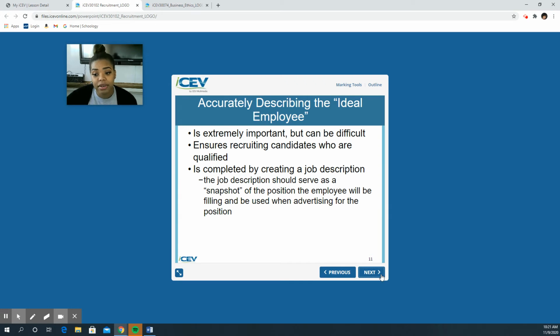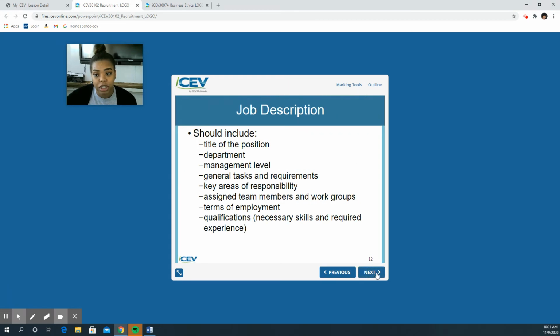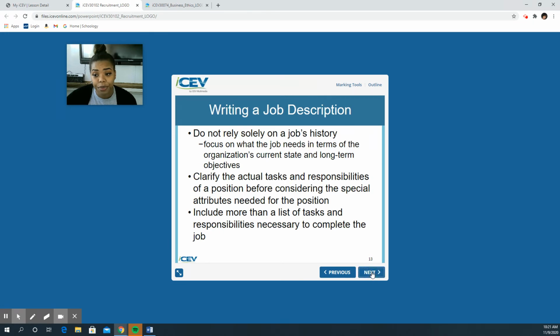And you have to accurately describe that. You have to do a snapshot of what that person would do if they were in that position and put it in the job description. Okay, hopefully you've seen job descriptions before. They have all of these things listed. Sometimes some are listed and others aren't, because sometimes they'll have the salary on here and sometimes that's not listed. But they do have things on the job description that tell you what they need from you.